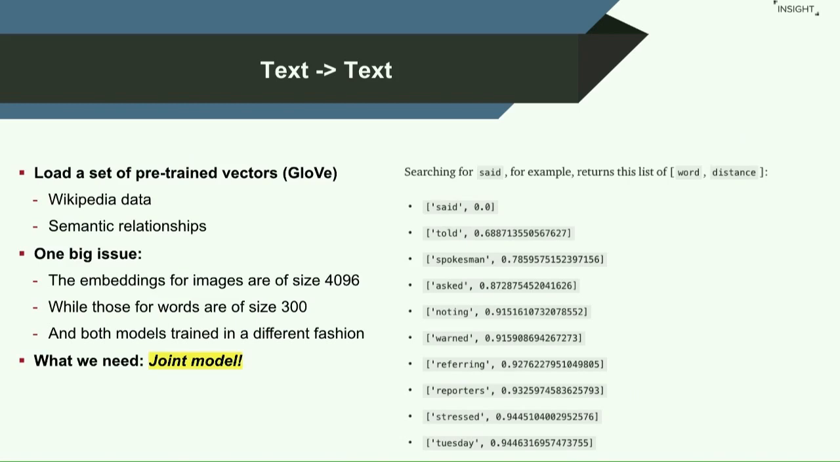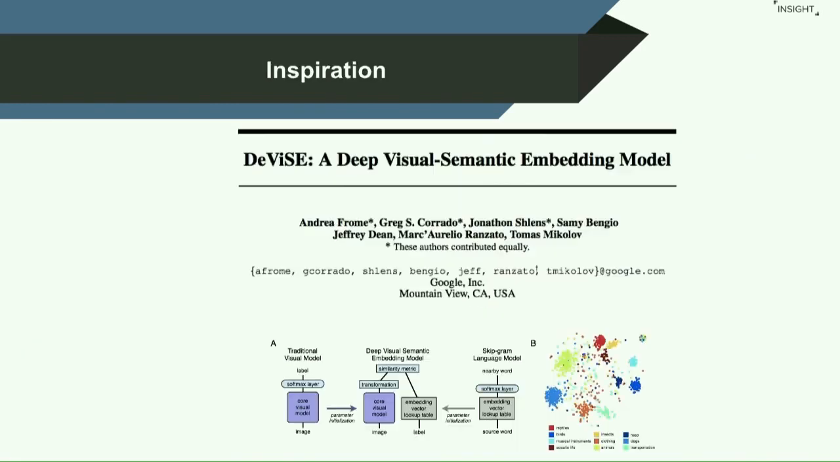One of the things that's important to note is that our representations for words and images are going to be different sizes. The embeddings for our images are size 4096, that is the total ImageNet class size, while those for words in the GloVe model that you downloaded are size 300. And both models are trained in a different fashion. So to combine these two, we basically need to do something a little bit hacky again. Even if both embeddings were the same size, we need to train this joint model.